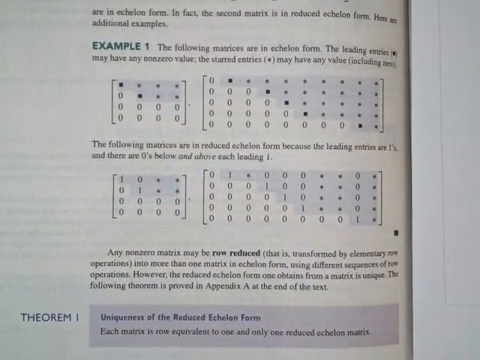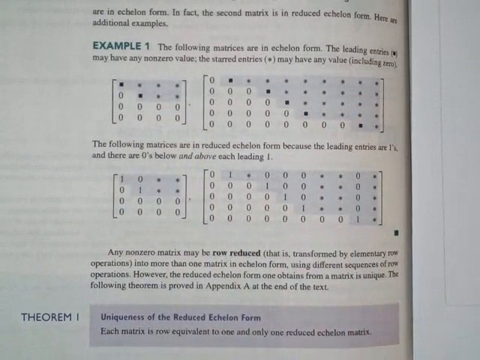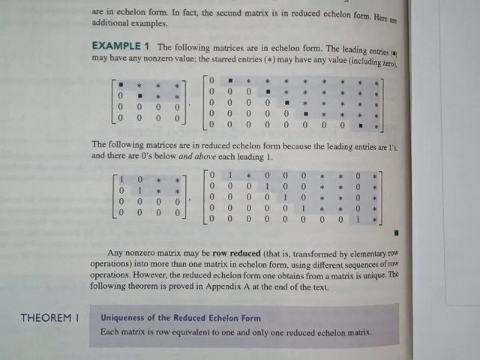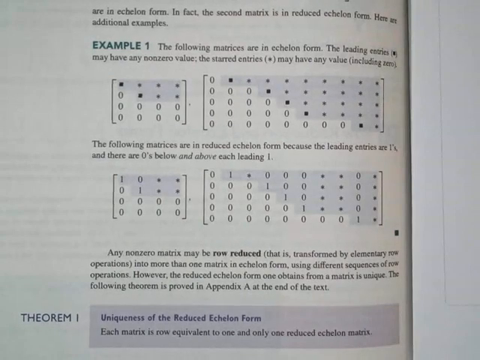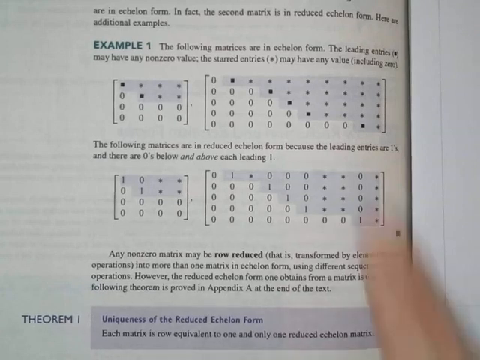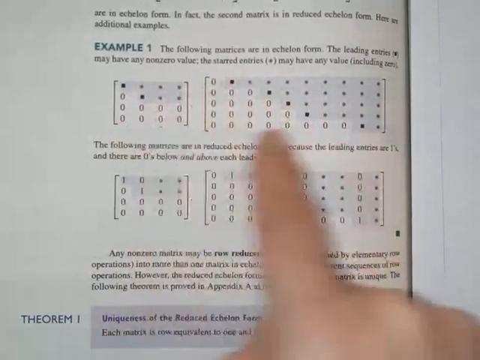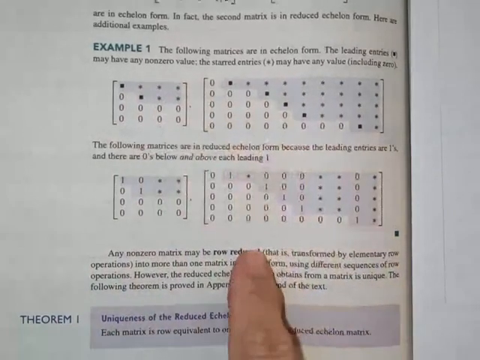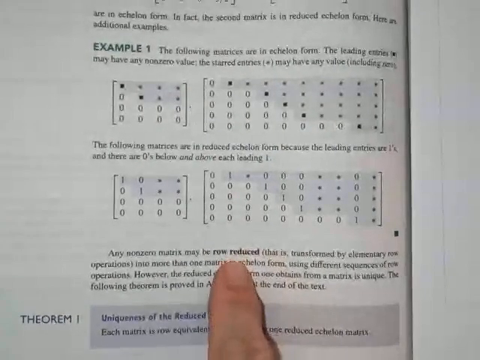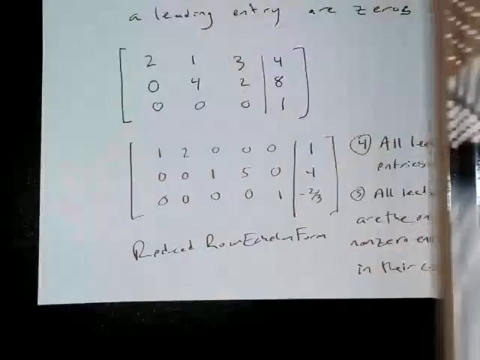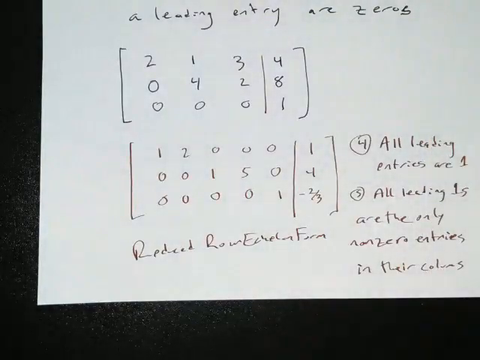And the reason I like reduced over regular is right there at the bottom of the page. Theorem 1. Each matrix is row equivalent to 1 and only 1 reduced form. In other words, there are many different versions of the same matrix that look like this. There's only 1 of these. Reduced row echelon form is unique.